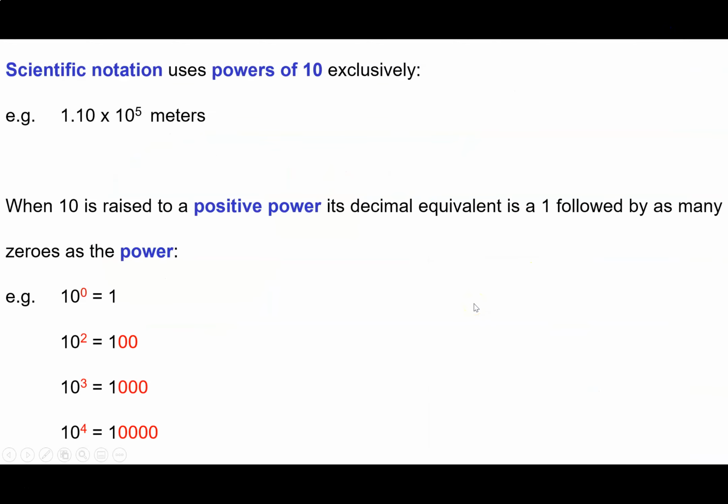All right, so scientific notation is kind of simple because it exclusively uses powers of 10. So we're only ever going to be multiplying our coefficient by a power of 10. So when 10 is raised to a positive power, the answer you're going to get is the decimal equivalent followed by as many zeros as the power. So you get 1 for 10 to the 0 followed by 0 zeros. For 10 to the 2, you get a 1 followed by 2 zeros. For 10 to the 3, you get a 1 followed by 3 zeros, and so forth. So powers of 10 are really easy to work with.